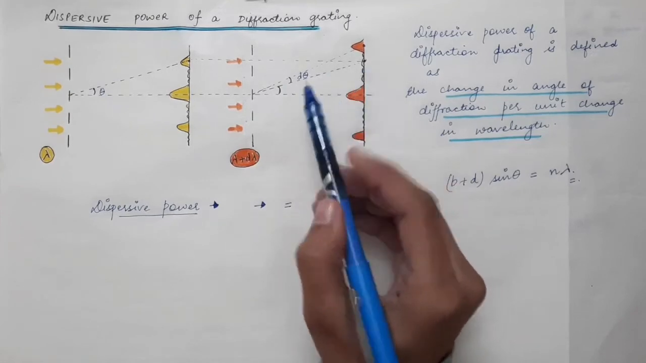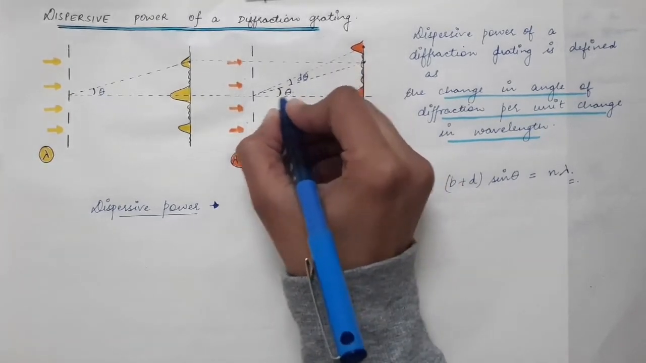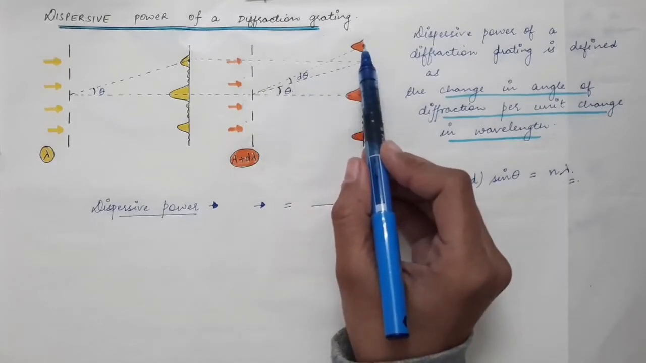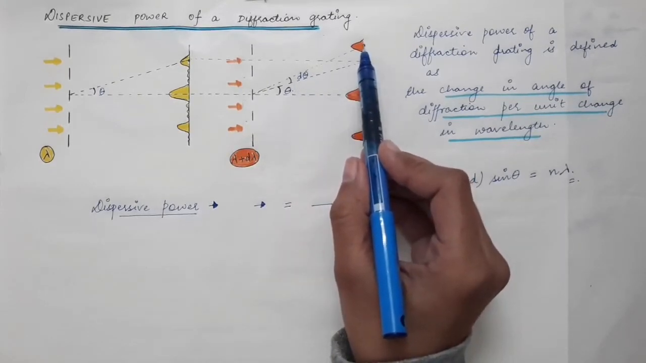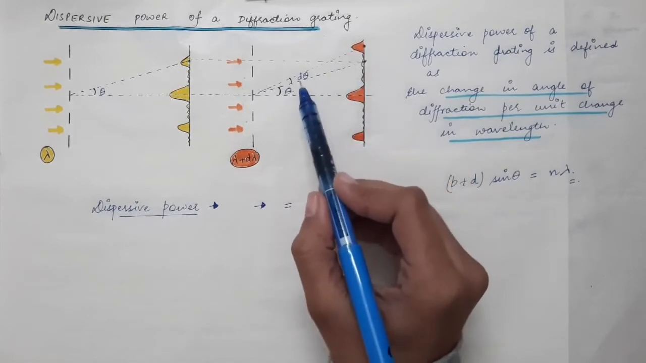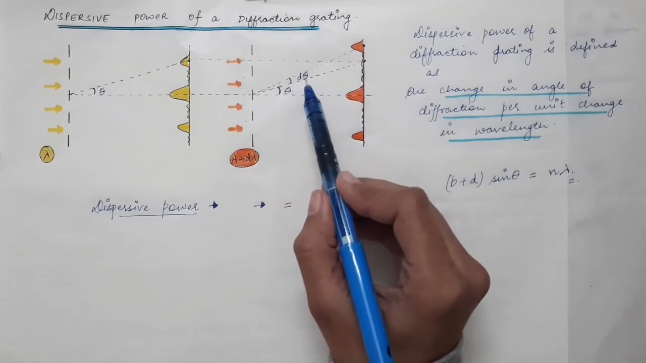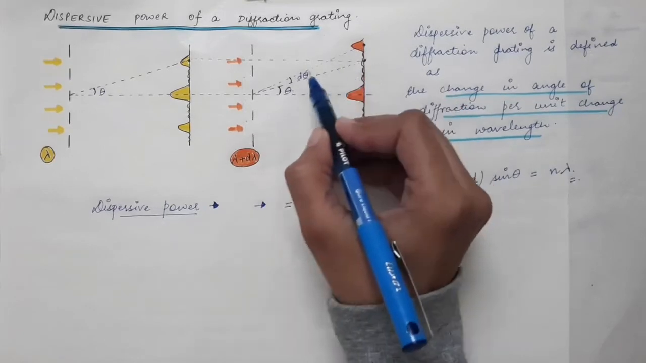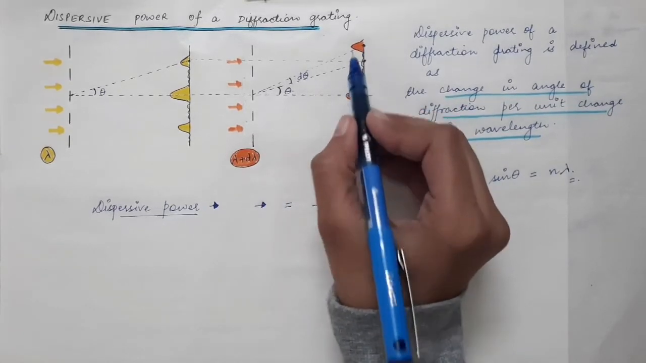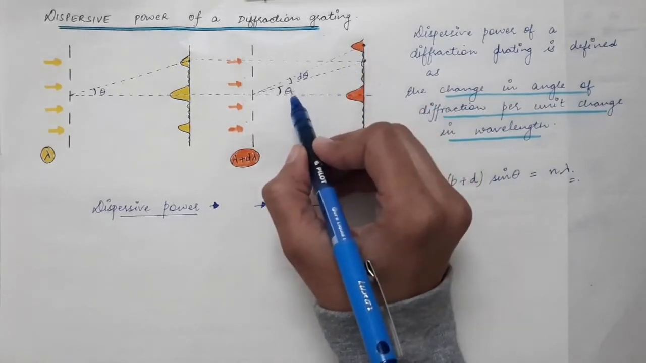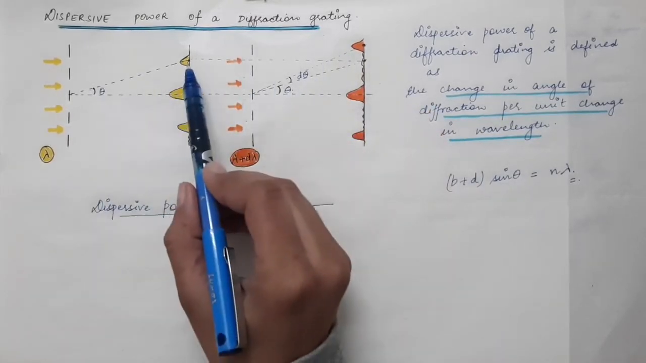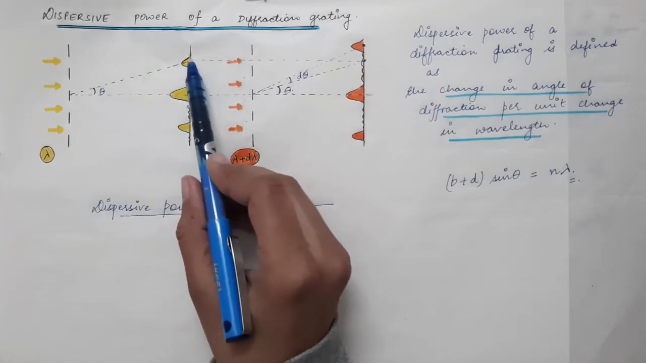So this will obviously make an angle of theta at the center of the slit, and the first principal maximum will be shifted by a small angle of diffraction, equal to d theta. So the total angle of diffraction for this principal maximum will be equal to theta plus d theta.